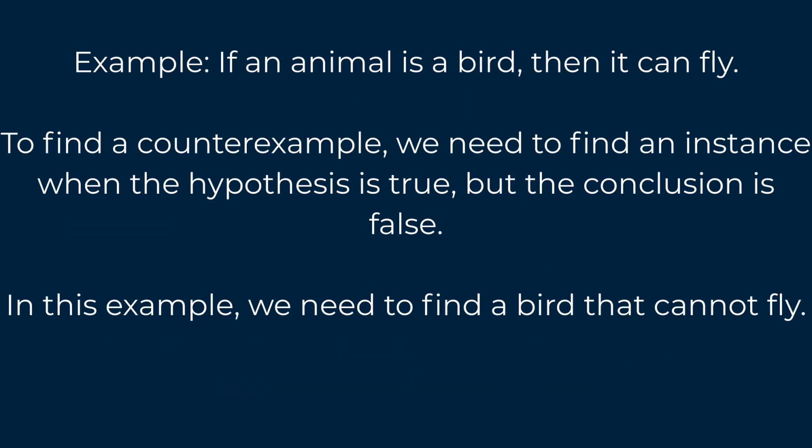Alright, here we have an example. If an animal is a bird, then it can fly. To find a counterexample, we need to find an instance where the hypothesis is true, but the conclusion is false. In this example, we need to find a bird, that's the hypothesis. The hypothesis is true, so the animal is a bird that cannot fly. The conclusion is false, so we negate "can fly" to "cannot fly." So we're trying to find a bird that cannot fly to prove this conditional statement false.